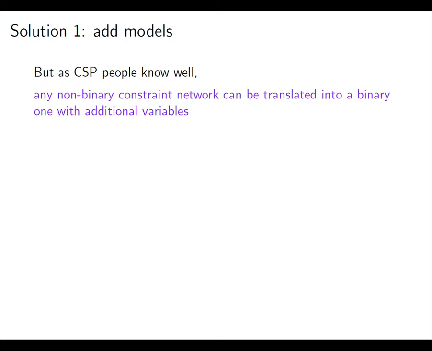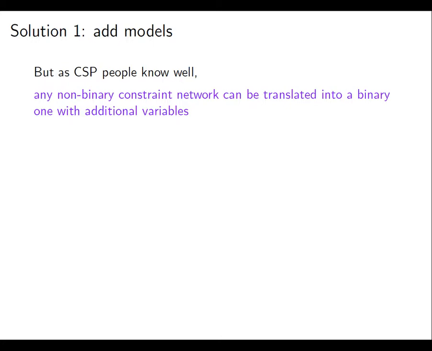So our first attempt at a solution comes from the constraint satisfaction problem domain, where a closely related problem has long been studied, and there's quite a literature on ways to do this. So what they know in that field is that if you have a constraint network, which is to say a set of variables where each variable can take any one of a certain number of values, and you have constraints on those variables, then if you have a non-binary constraint network, you can translate it into an equivalent binary constraint network by using additional variables.